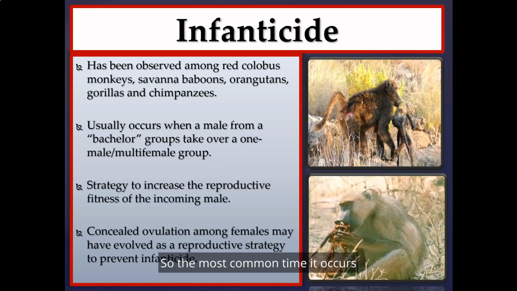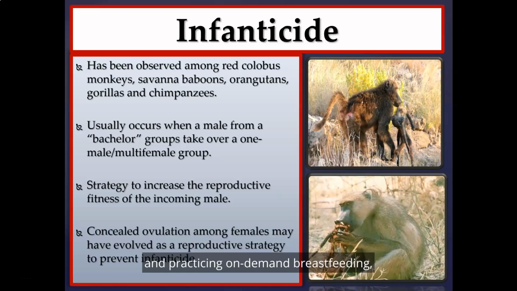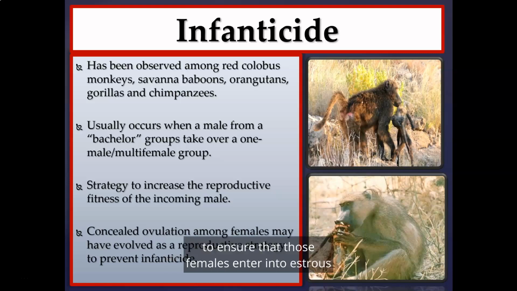So the most common time it occurs is when a male from one of the bachelor groups takes over one of those one male, multi-female groups. And the reason for that, it's believed or hypothesized, is that it's a strategy to increase the reproductive fitness of that incoming bachelor, incoming male. Because the theory is, if that bachelor takes over a new group and the majority of the females in that group are already with infants and practicing on-demand breastfeeding, they're not going to enter into estrus until they complete that process. So it's a strategy by that male to ensure that those females enter into estrus and become receptive to mating as soon as possible.